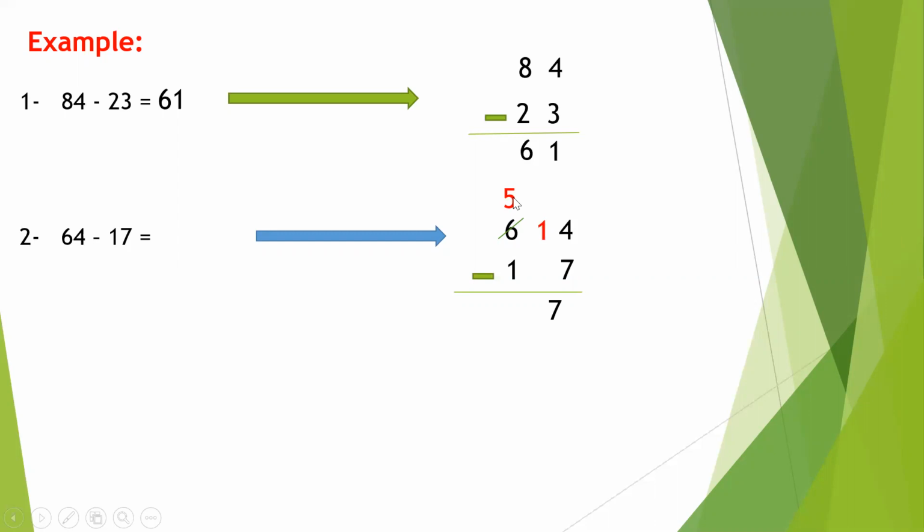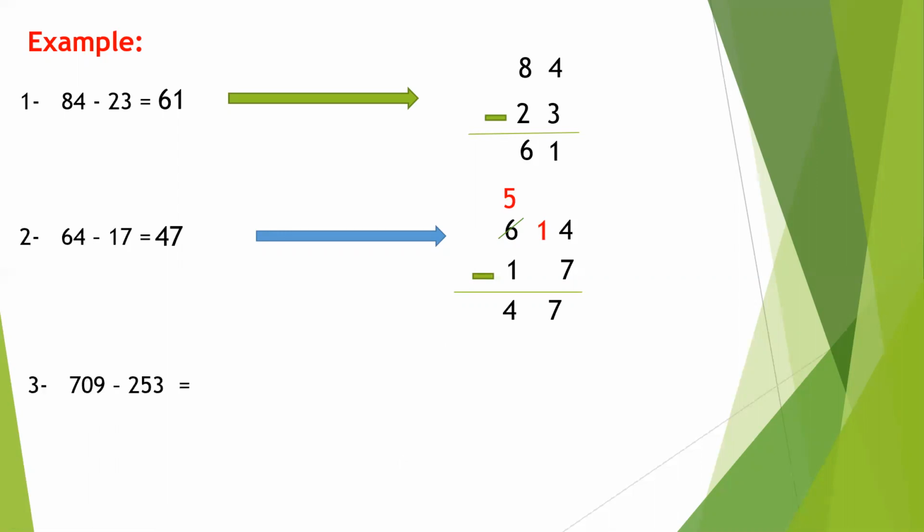Now, 5 minus 1. Put 1 in your mind and count to 5. After 1, 2, 3, 4, 5. So I have 4. So the answer is 4. Now, the final answer here is 47. So I will write it here. Okay?